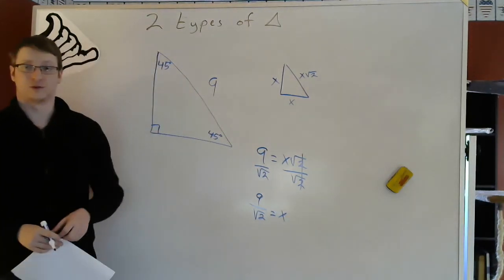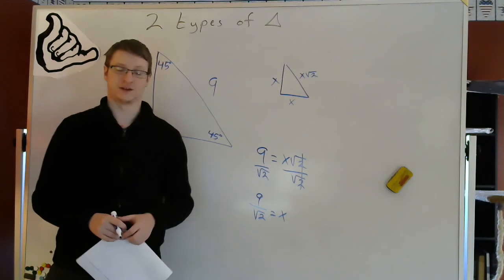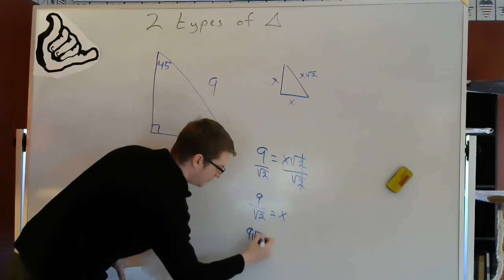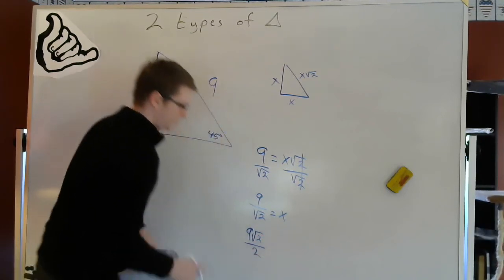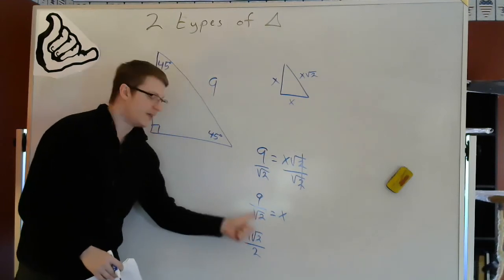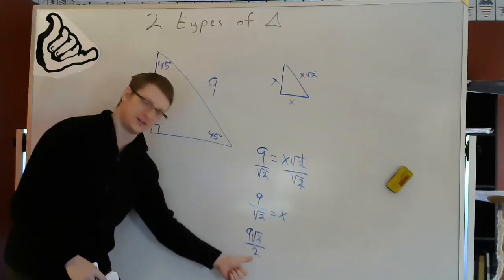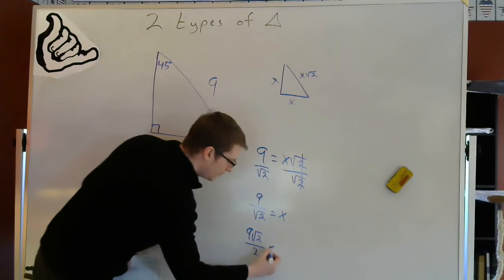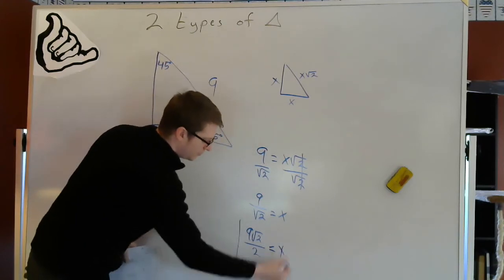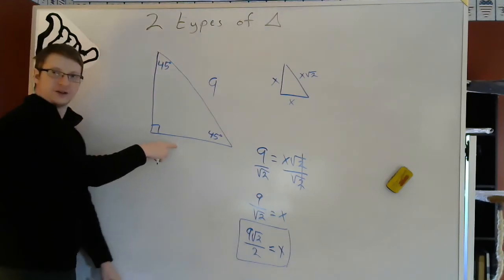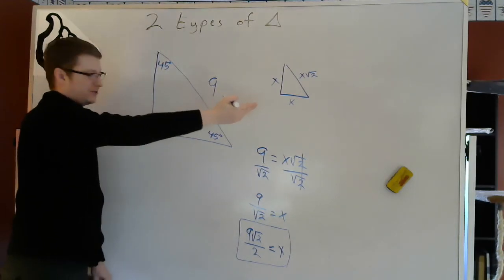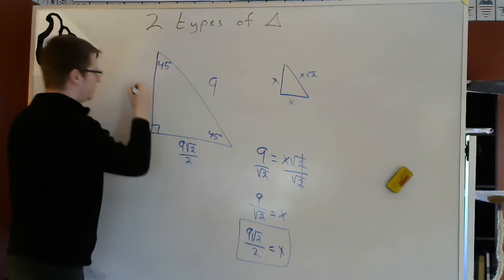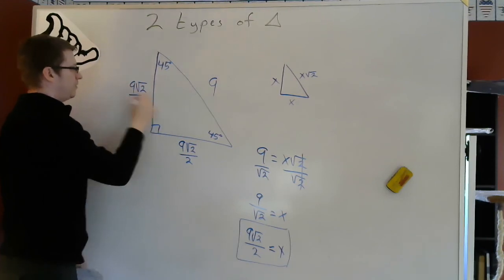Now in math, we don't like to have square roots in the denominator, so we can multiply this by square root of 2 over square root of 2 to get rid of that, which will leave me with 9 times the square root of 2 over 2. Because the square root of 2 times the square root of 2 gives me 2, but I also had to multiply the top. So x was 9 times the square root of 2 over 2. Now I know what these legs are, because the legs, according to my ratio, are just x. So this is 9 times the square root of 2 over 2.